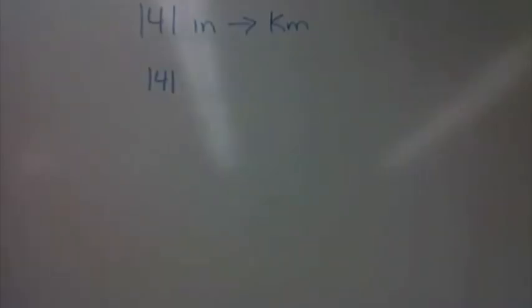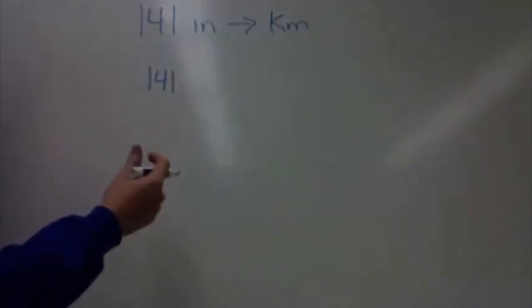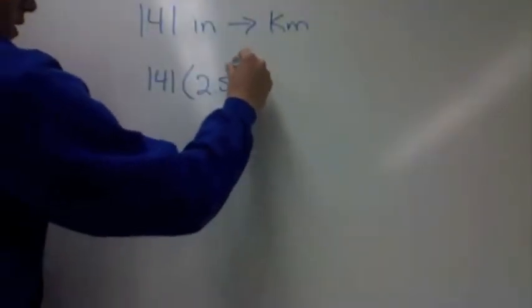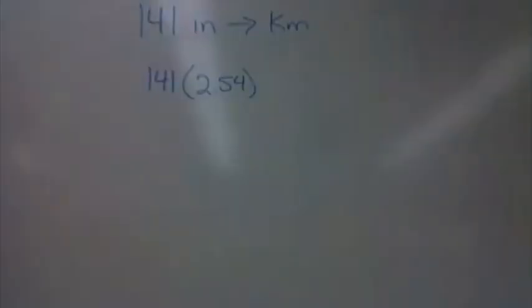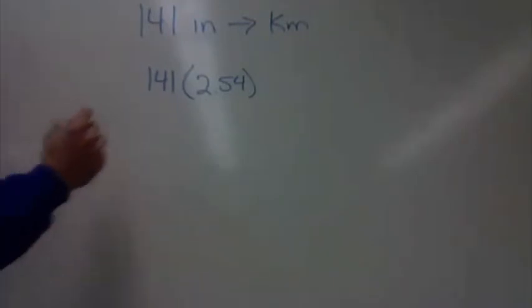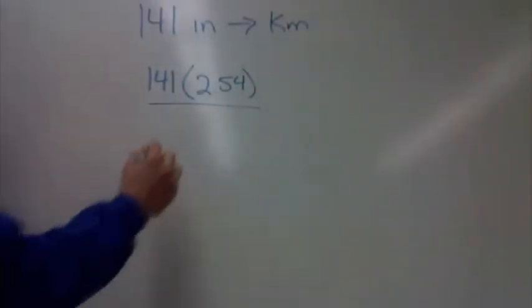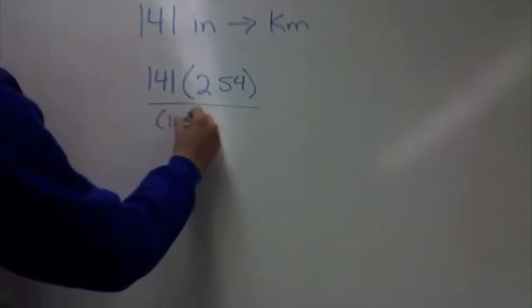In order to get from inches to kilometers, we've got to get the inches at least into centimeters first. So we know that there's 2.54 centimeters in an inch. So we're going to multiply this times 2.54. Now, we got it into centimeters. We're going to take it one more step. We're going to turn it from centimeters into meters. In order to do that, we're going to have to divide. So we know that there's 100 centimeters in a meter. So we're going to divide by 100.